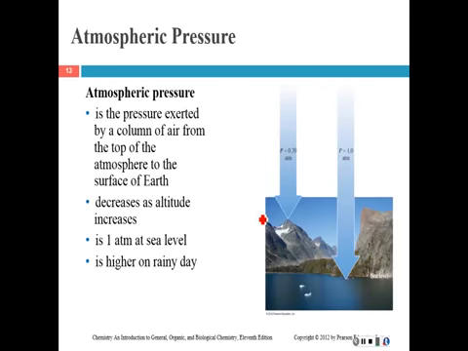I mentioned this at the beginning of the slideshow. As far as altitude goes, the higher you are, say up on top of a mountain, the lower the air pressure. At sea level, we have 1 atmosphere of pressure. Again, it's called standard pressure. At high elevation, we have much less than that, and this affects the boiling points of liquids.